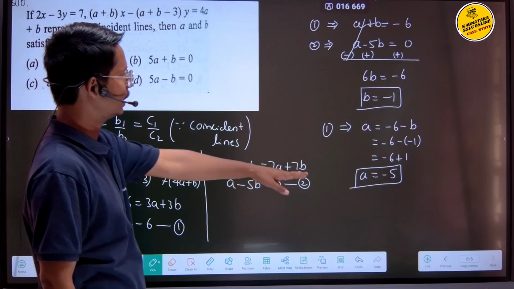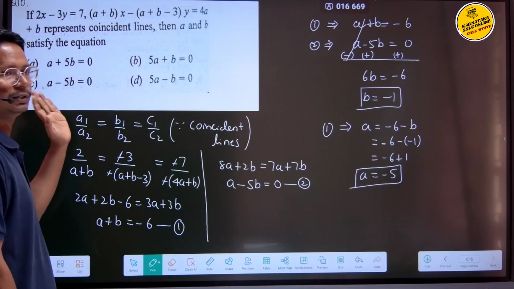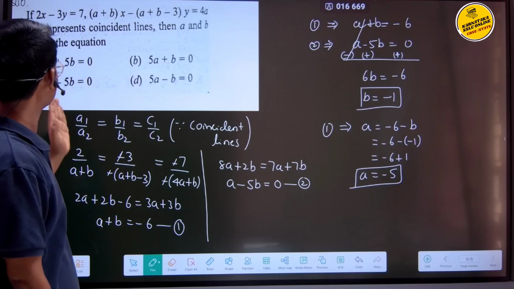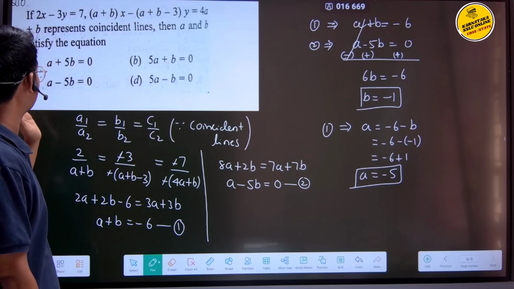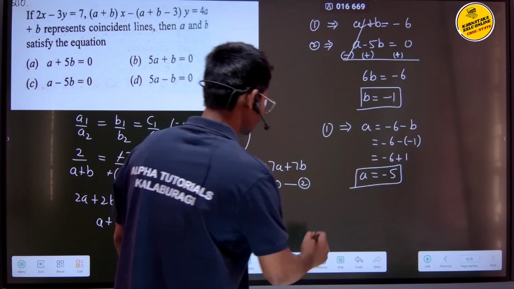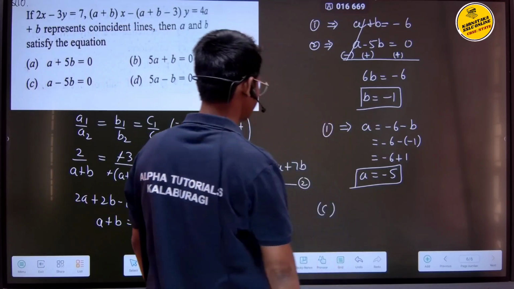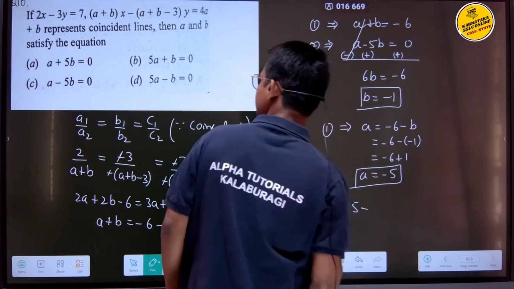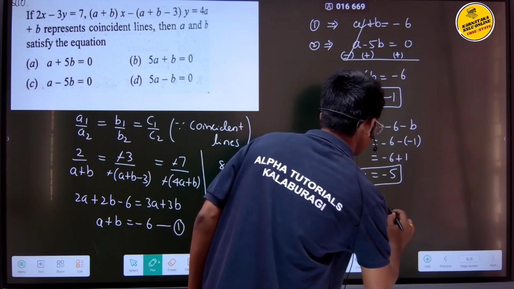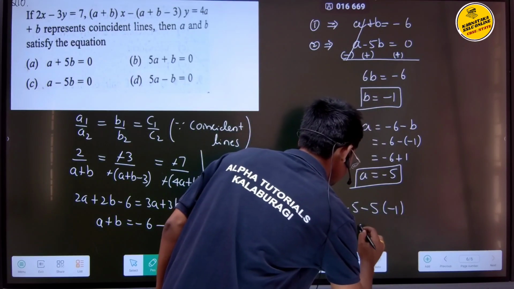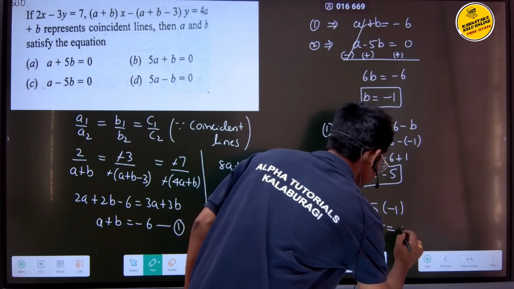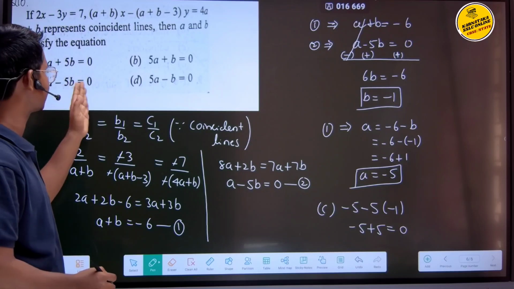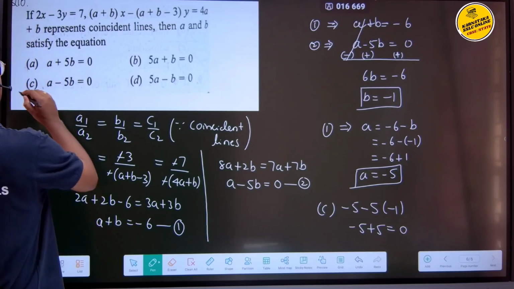Now put the a and b values in these equations and check which option gives 0. If I put these values and check, I'll get it for option C. The a value is minus 5, and minus a is 5, the b value is minus 1. So minus 5 plus 5 gives 0. So this LHS satisfies the condition, and the correct option is option C.